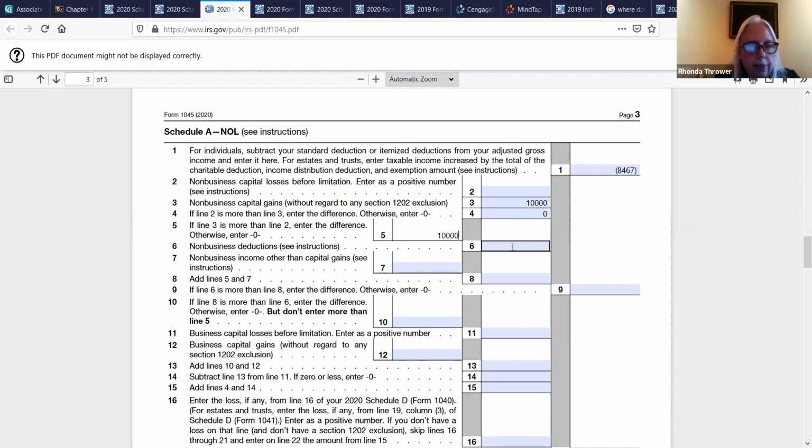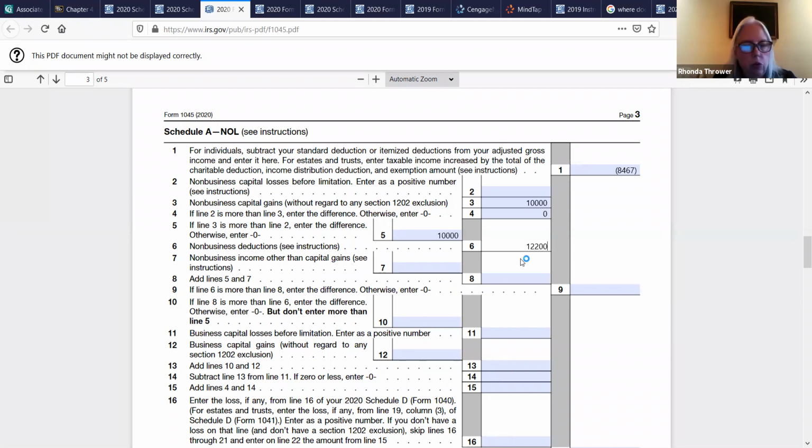And line 6, the non-business deduction that we have is 12,200, and that was the standard deduction. So we can only take the standard deduction as a non-business deduction in this particular problem.